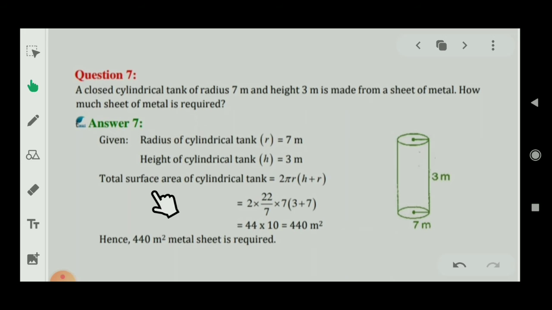As we know that the total surface area of cylindrical tank is 2 pi r bracket h plus r. Now students, you have to put the values in this formula, and after solving it, its value is 440 meter square. I think now students, you are able to solve rest of the part of this given exercise.